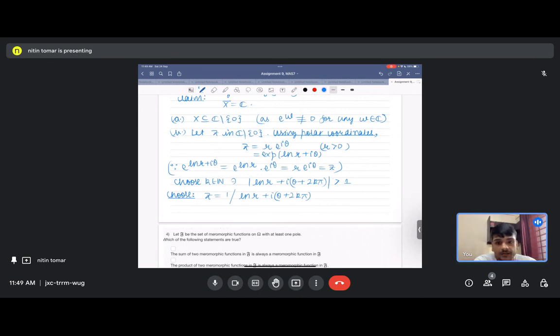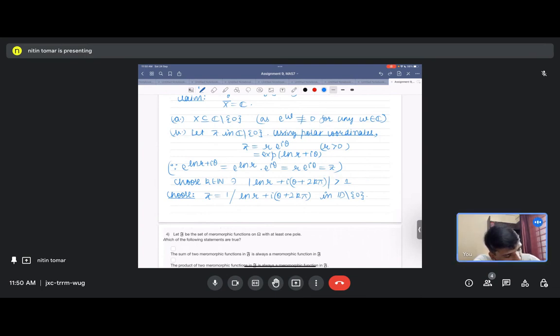See, because in the denominator we have a number whose modulus is strictly greater than 1, so this z is well defined. And 1 upon some non-zero number is a non-zero number, right? So this z is not 0, and it is in fact in d minus 0, because the mod of this number ln r plus iota theta plus 2k pi is greater than 1, so its reciprocal will have mod less than 1, right?